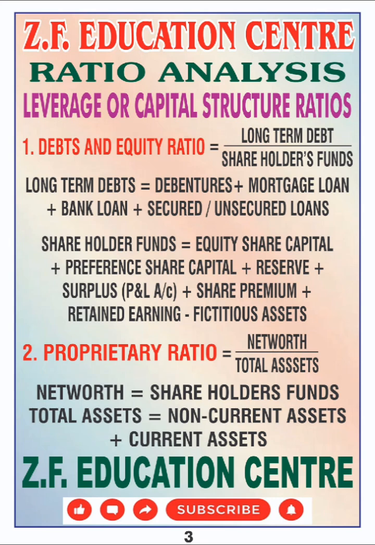Long-term debts consist of debentures, mortgage loan, bank loan, secured loan, and unsecured loan. Shareholders' funds consist of equity share capital, preference share capital, reserves, surplus, share premium, retained earnings. From that, subtract the fictitious assets. Proprietary ratio is net worth by total assets. Net worth is nothing but shareholders' funds. Total assets consist of non-current assets and current assets.